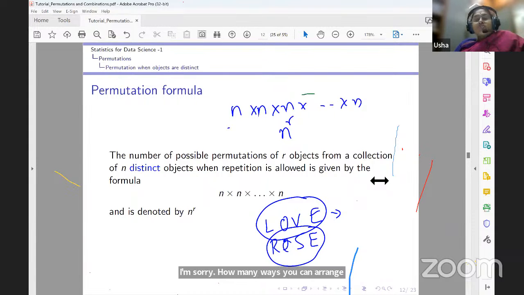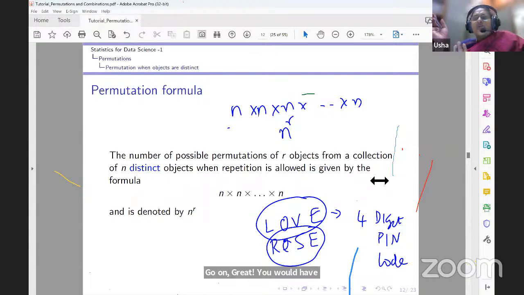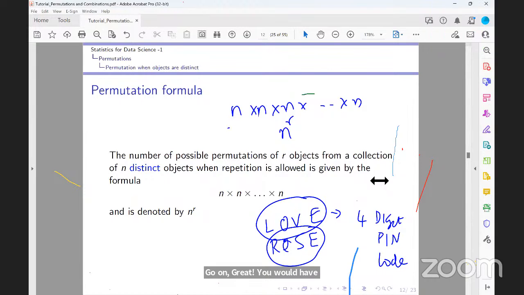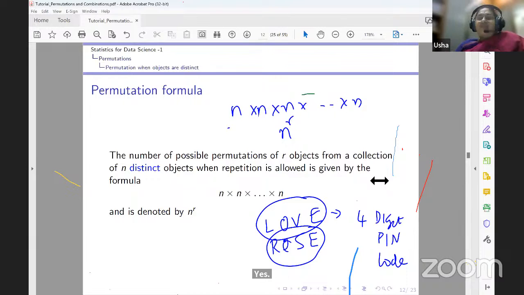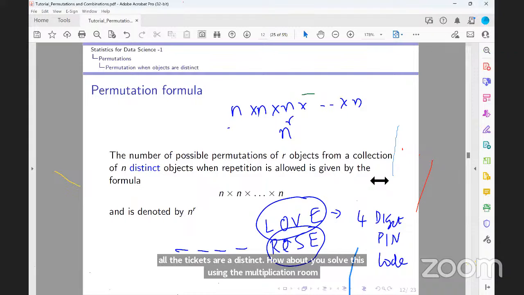You'll see questions of how many ways can I create a 4-digit code or a pin, right? You would have seen questions of this kind, a password. So how many ways can I create a 4-digit pin where all the digits are distinct? How will you solve this using the multiplication rule? With replacement or without replacement?